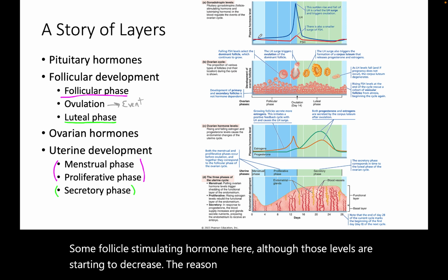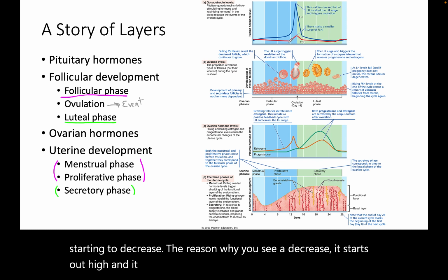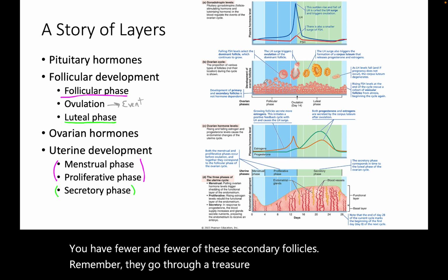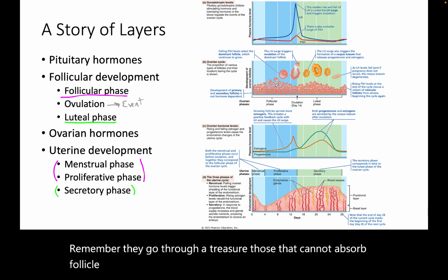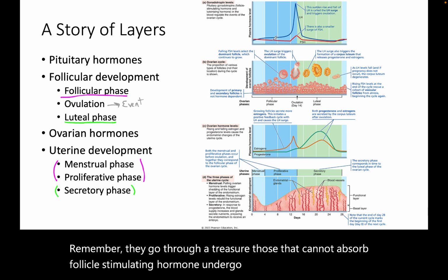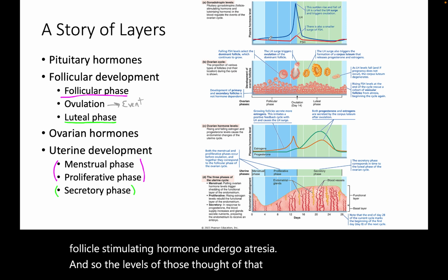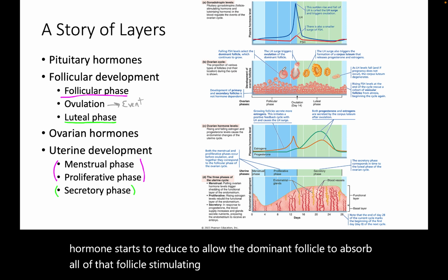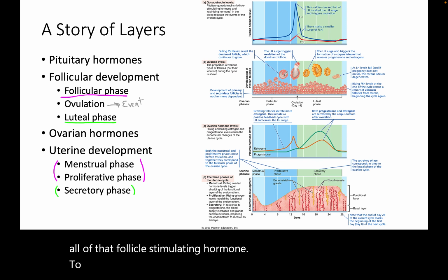The reason why you see a decrease, it starts out high and it decreases down here, is because you have fewer and fewer of these secondary follicles. Remember, they go through atresia. Those that cannot absorb follicle stimulating hormone undergo atresia. And so the levels of that follicle stimulating hormone start to reduce to allow the dominant follicle to absorb all of that follicle stimulating hormone to drive primary and secondary oocyte development.